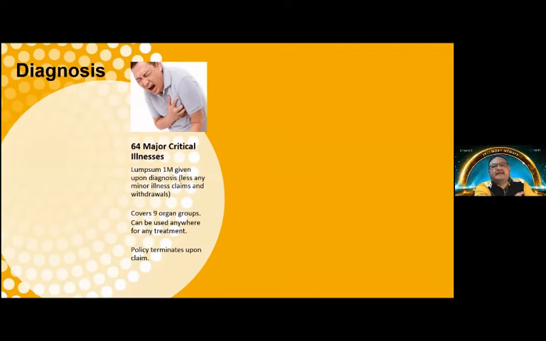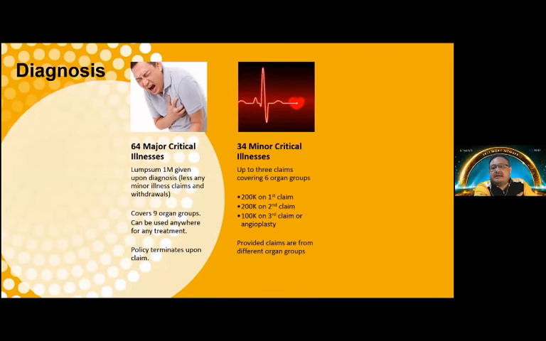Okay. So, the next benefit is the 34 minor critical illnesses. A client with a policy, Sun Fit and Well, can claim up to 3 times covering 6 organ groups. So, first claim niya, makakuha siya ng 200,000. Second claim, 200,000. Third claim, 100,000 na lang. Or kapag angioplasty yung minor critical illness na kiniklaim niya, 100,000 din lang siya. Okay? So, provided claims are from different organ groups.